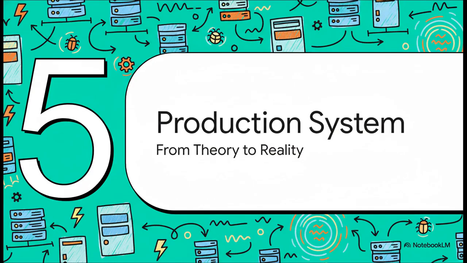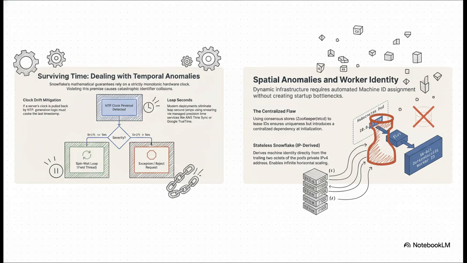Okay, so we've got our perfect algorithm. Awesome. But an algorithm on a whiteboard is one thing. Getting it to run 24/7 in the chaos of a real production environment, that is a whole different ballgame. So now we move from theory to reality. Let's talk about the messy parts. When you go to production, you're going to hit two big categories of problems: time problems and space problems.